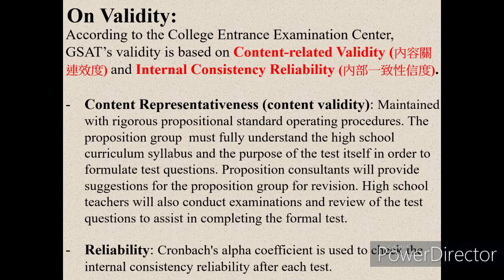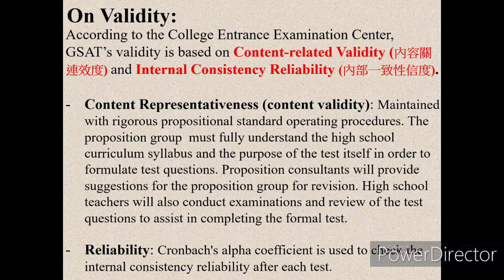Examination work is performed by another group of university professors called proposition consultants to provide suggestions for the proposition group for revision. After the proposition team revises the test questions according to the revision suggestions, it must be reviewed by the proposition consultant again. Revision of the test paper is repeated until the final version of the test paper is completed. High school teachers will also conduct examinations and review of the test questions, and propose questions for revision and paper composition from the perspective of high school teaching to assist in completing the formal test.